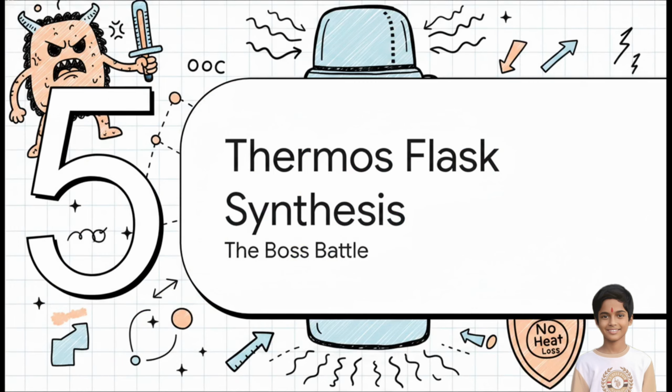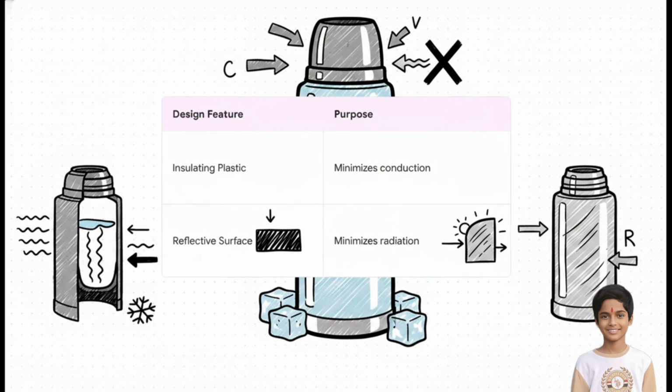Section 5, The Thermos Flask Synthesis. Let's move on and see how this builds. Honestly, this is basically the boss battle of the chapter. This is where all three modes of heat transfer are challenged at the exact same time. Let's see how a brilliant, everyday piece of technology puts all this science together.